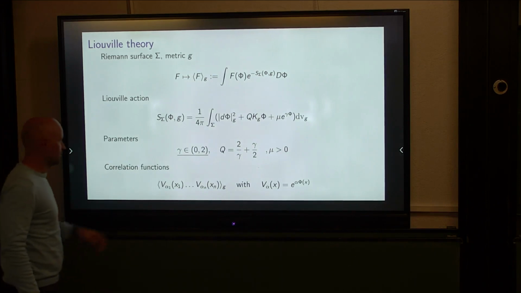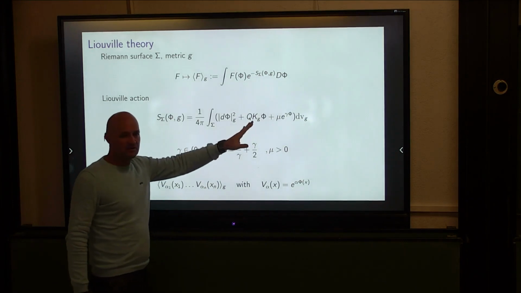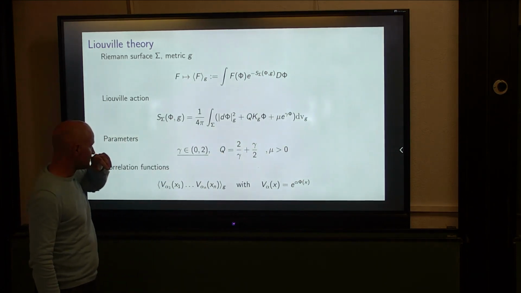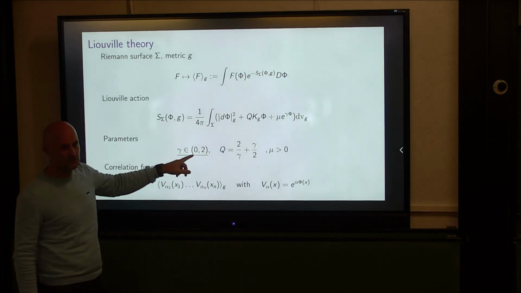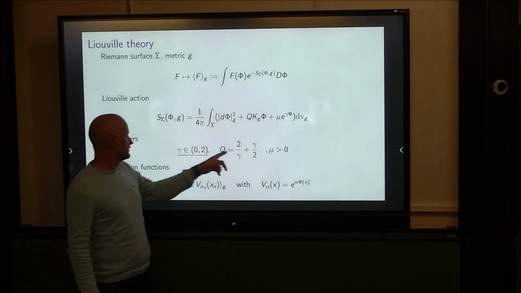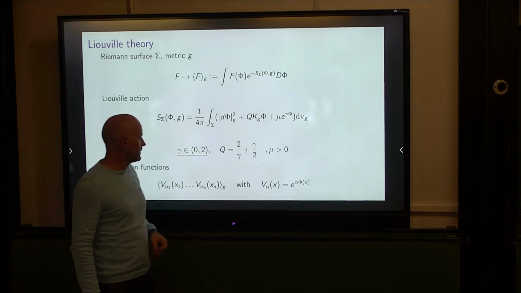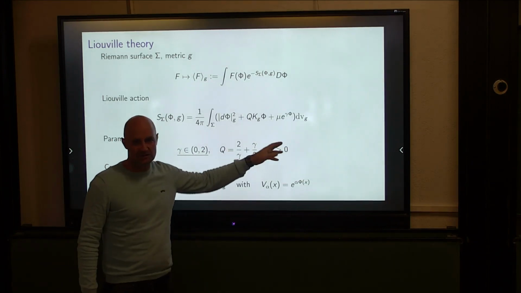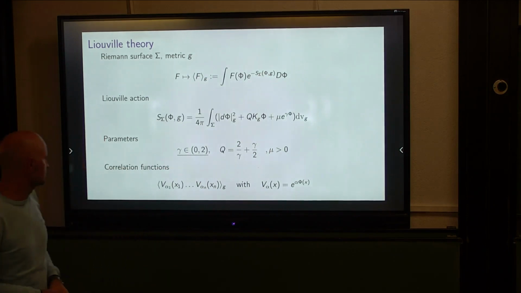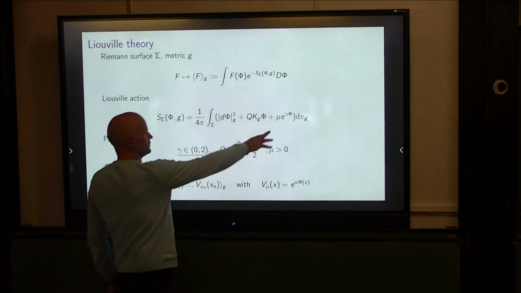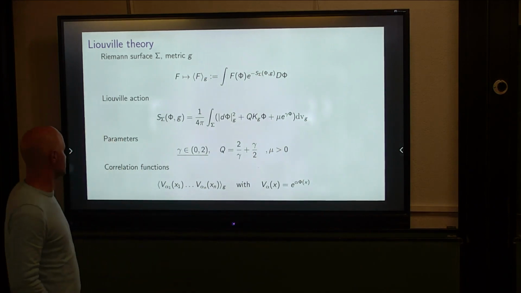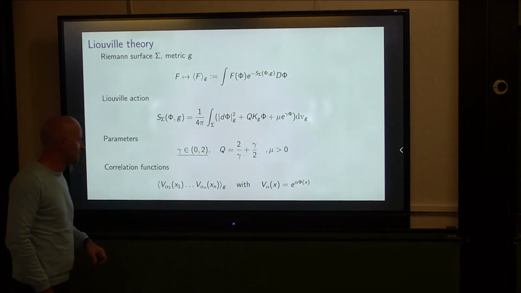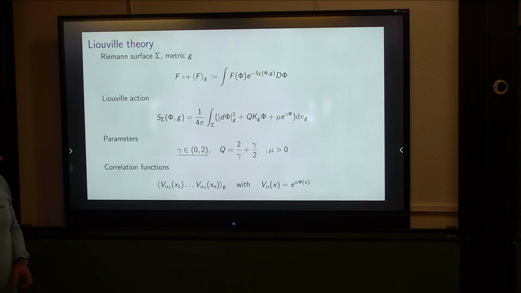Okay, so there are a few parameters in this expression. The main one is this gamma, which will be between 0 and 2. The Q is fixed by gamma by this relation, and the mu is just a scale parameter, but actually the theory is invariant with respect to mu, so it's not a real parameter of the theory. There is only one parameter, which is gamma. And in the end, it would give me a central charge which is bigger than 25.